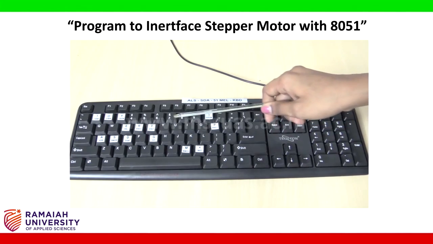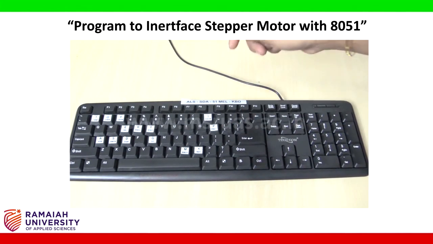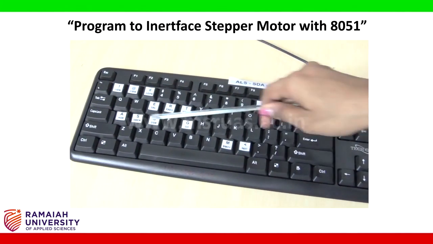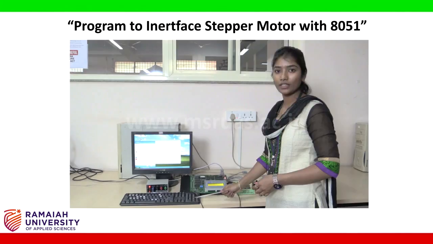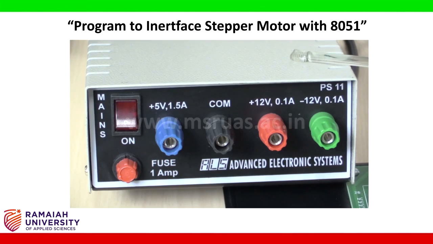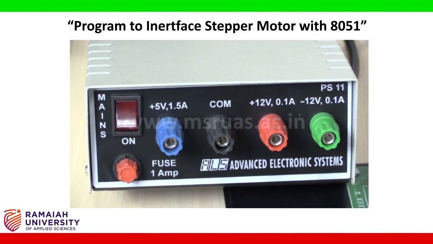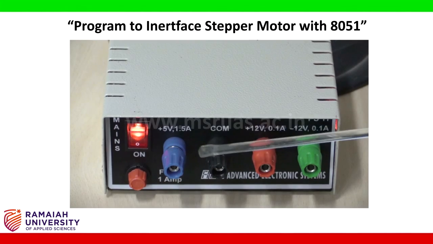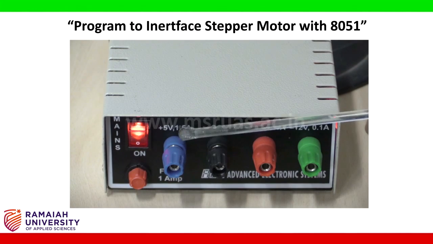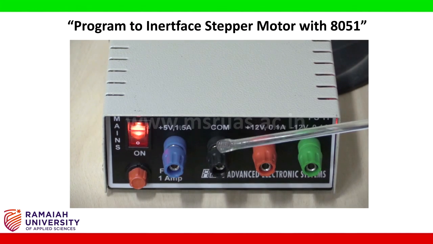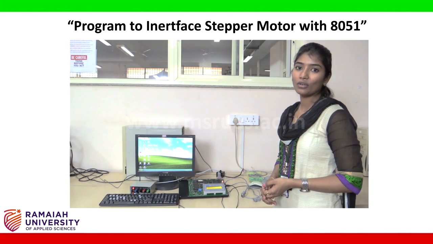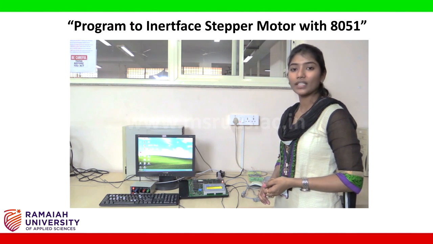Keyboard. So this is the keyboard. These highlighted keys are the main keys which we will be using for programming. Power supply. This is the power supply which will be connected to the board. Once we start with the experiment, we'll switch on this mains. And this blue colored pin is for the 5 volts power supply and the black one is for the common or the ground. Now let us download the hex file from the computer into the kit.